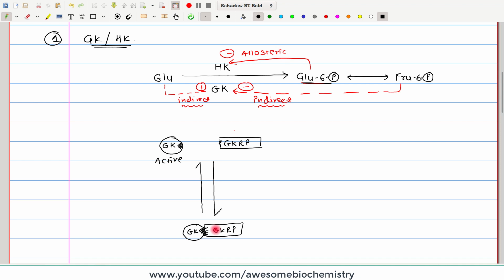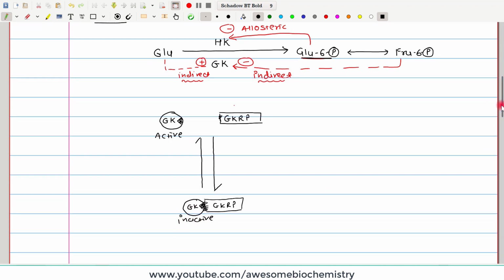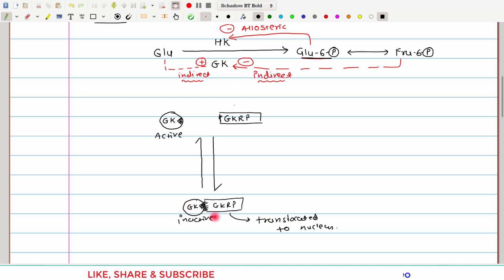As this glucokinase regulatory protein is binding with the glucokinase at the active site, this glucokinase is inactive. And the second aspect is that when GKRP binds with the glucokinase, it translocates to the nucleus. And remember, glycolysis is a cytoplasmic process. So once GKRP anchors glucokinase inside the nucleus, what will happen? Glucokinase is cleared from the cytoplasm, and so glucokinase can no more be active.